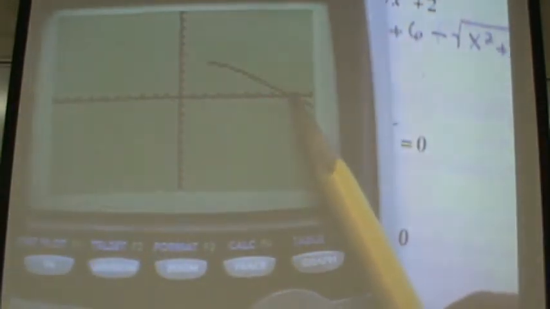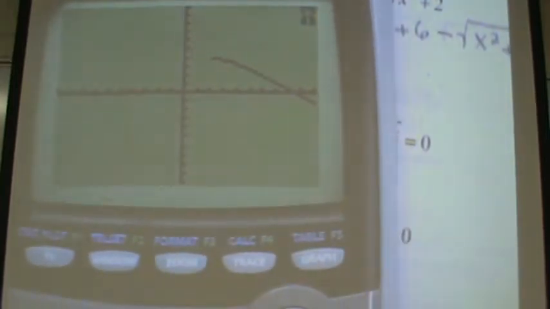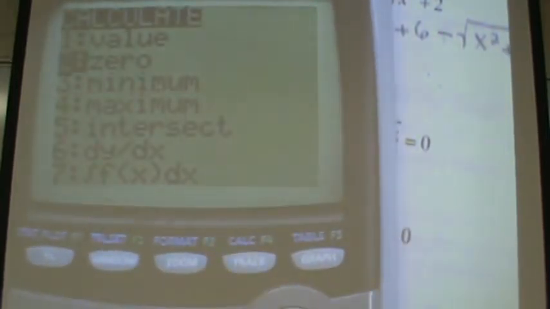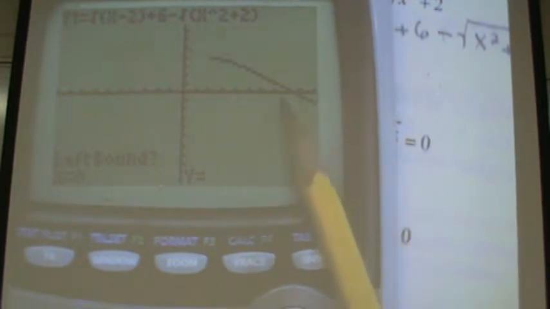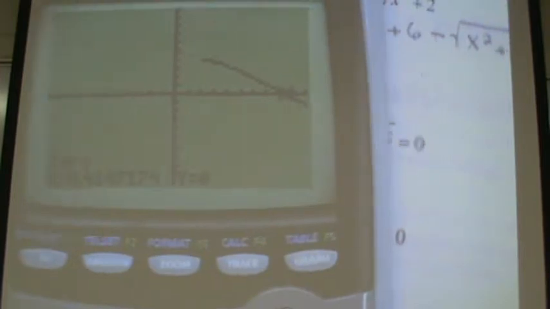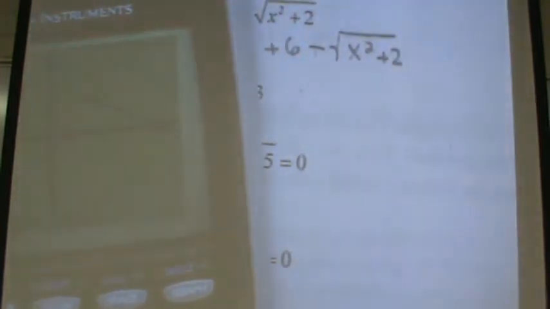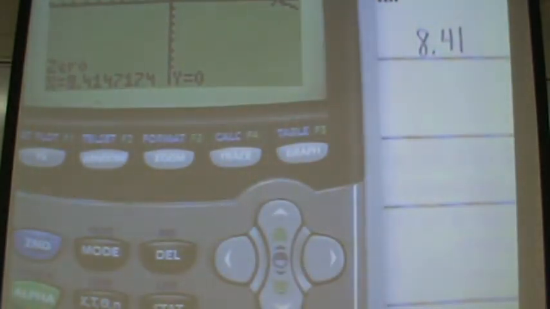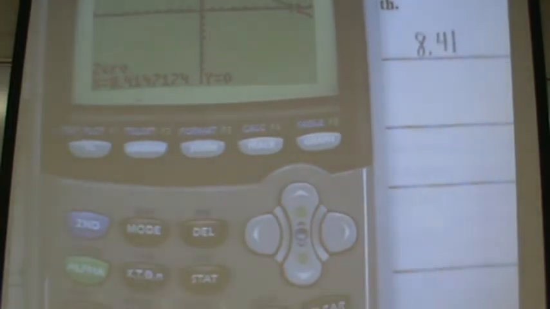Do you remember how to get that number? You hit second calc, go to 0. Now you're left bound. Hit 5, enter, then 9, enter, enter. And there it is right there. It's 8.41. Do you remember it now? Yeah. Second calc.